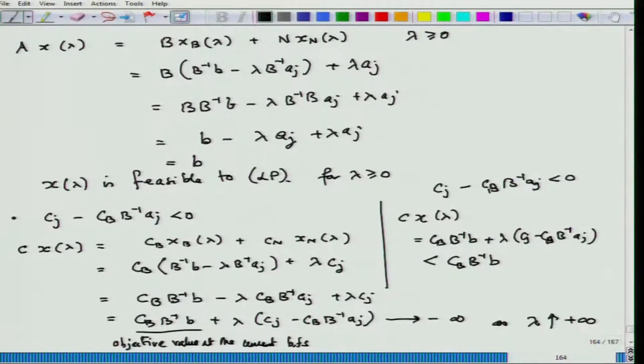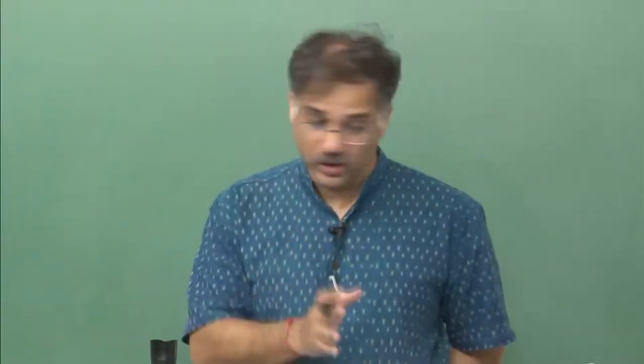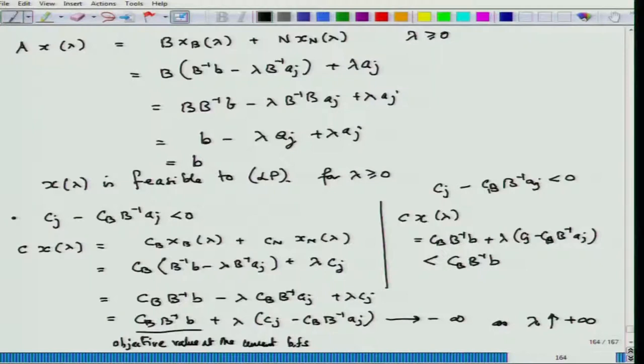If there is one j for which this is true, then that will be a guarantee, from this result, that the problem is unbounded. If all of them are strictly bigger than 0, then we do not have an optimal solution, but the problem need not be unbounded and we can proceed. We cannot guarantee it is not unbounded, but there is no information which tells me that it is unbounded. So I can then try to proceed.